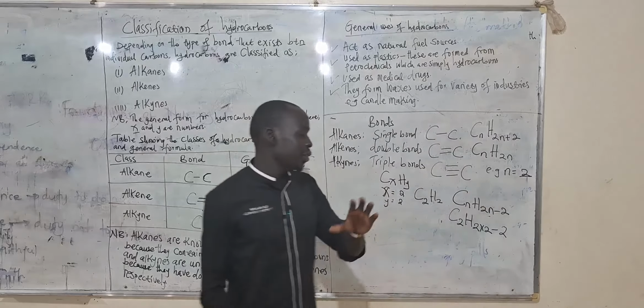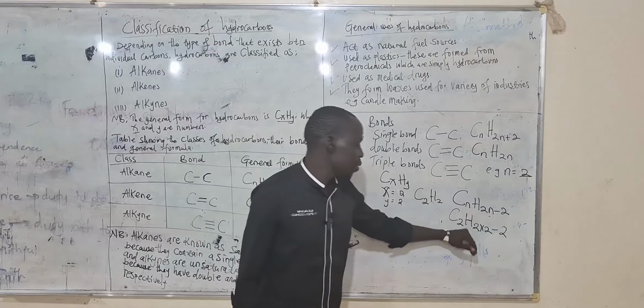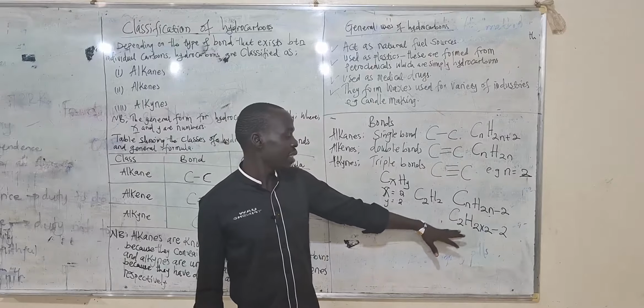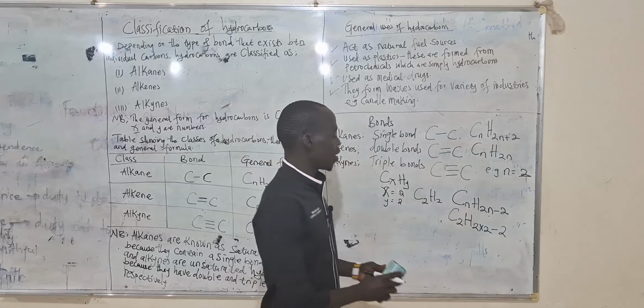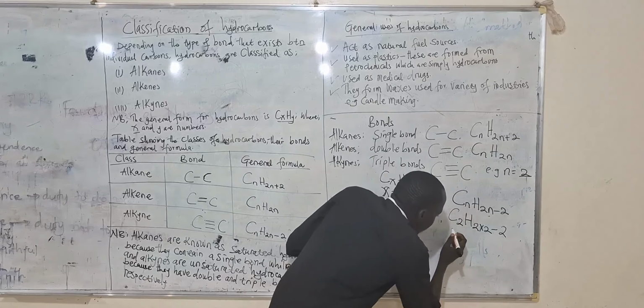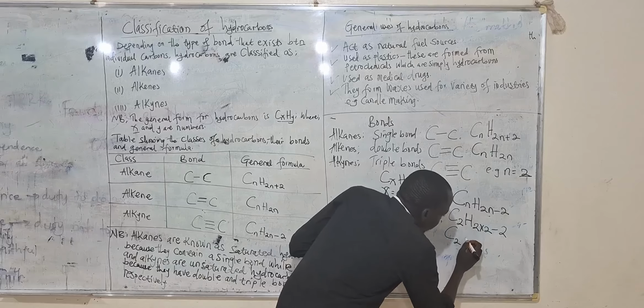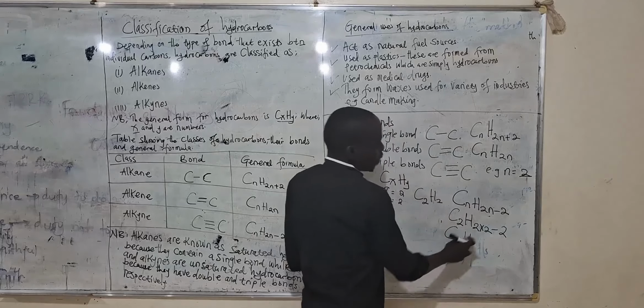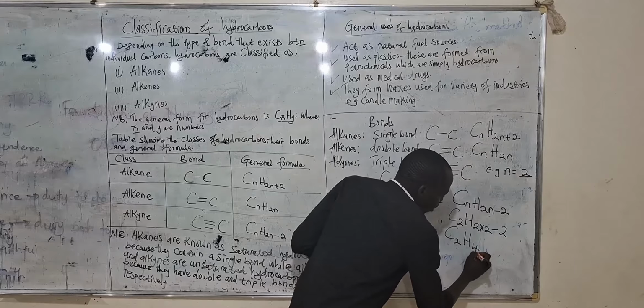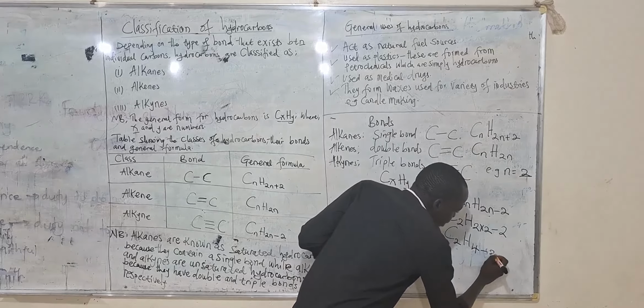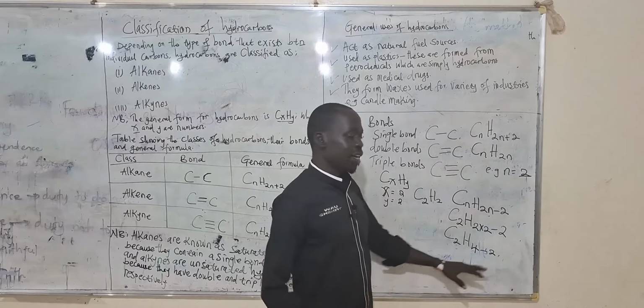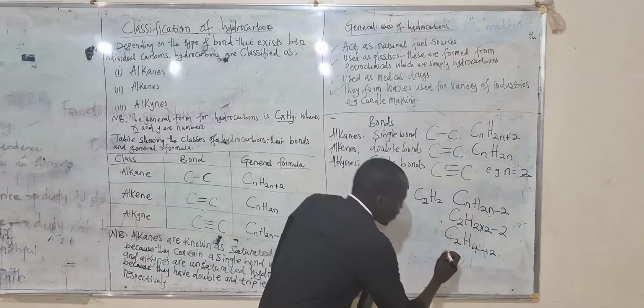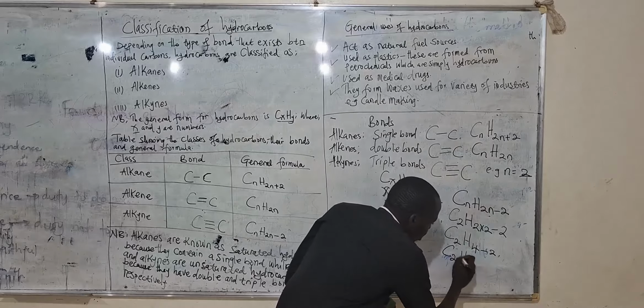So let's look at this thing critically. This is where most of the students fail to understand organic chemistry. So let's look at this critically. So here we shall have C2, then we shall have H. If I say 2 times 2, of course I get 4, but at the same time minus 2. So if I subtract, I can simply get C2, H what?